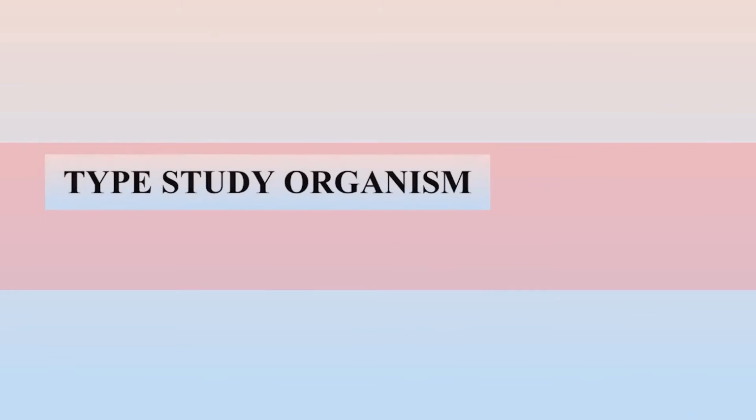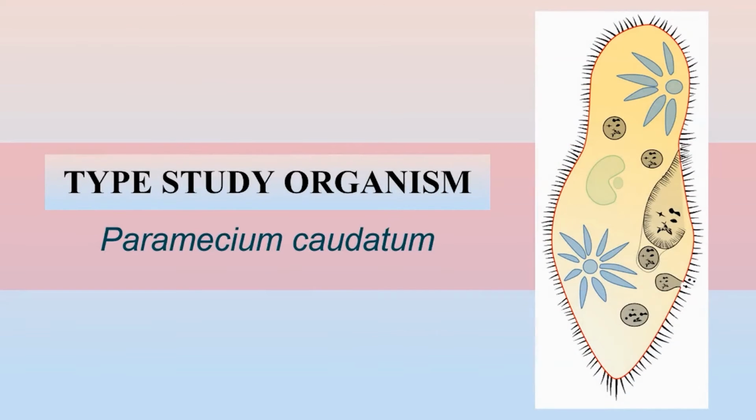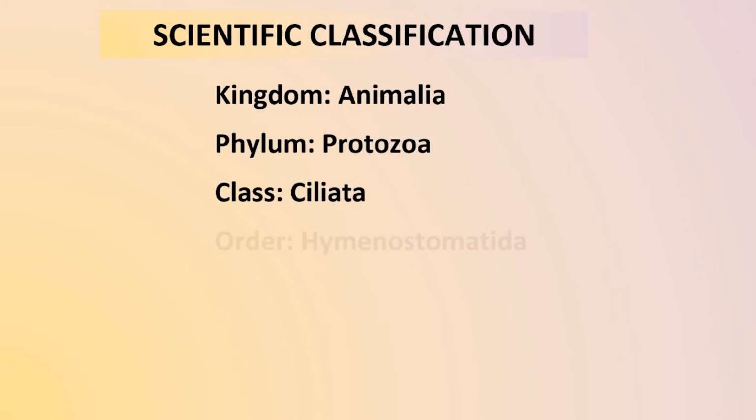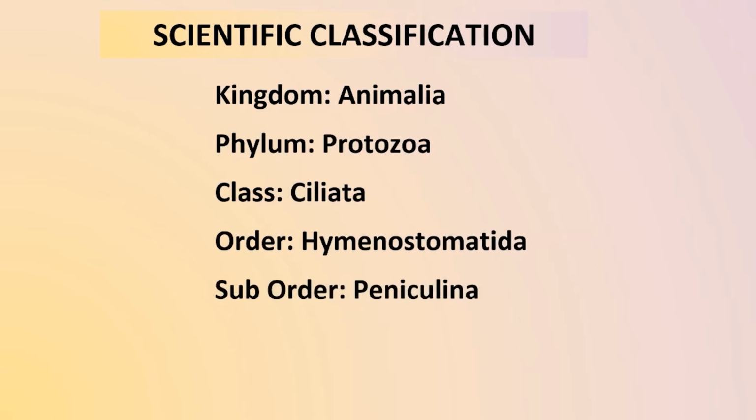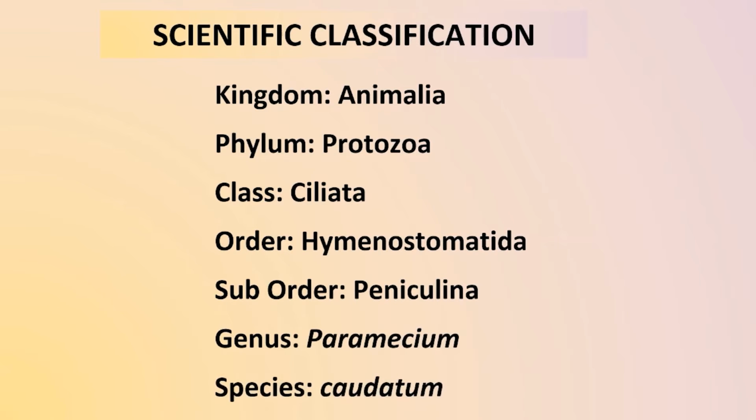Under the phylum Protozoa, let us now study about Paramecium caudatum as the type study organism. Scientific classification of Paramecium caudatum. The organism belongs to kingdom Animalia, phylum Protozoa, class Ciliata, order Hymenostomatida, suborder Peniculina, genus Paramecium, species Paramecium caudatum.